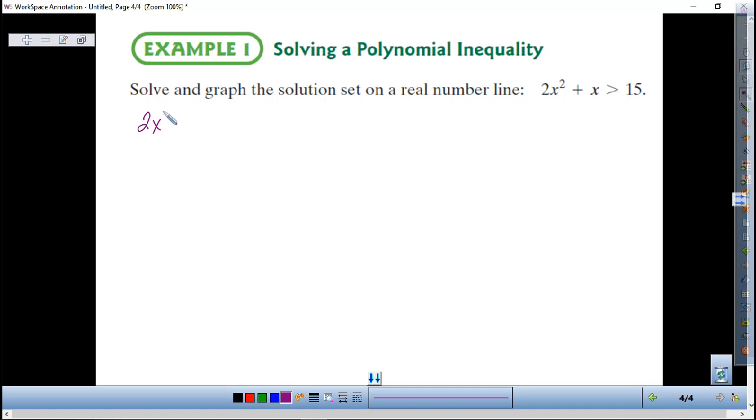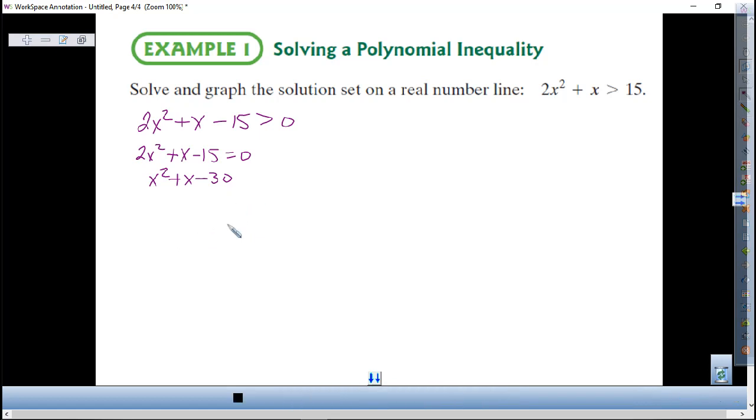When we do, we're going to have 2x squared plus x minus 15 is greater than 0. Alright, so then we want to think of this thing as 2x squared plus x minus 15 equals 0, and we're going to solve that. So of course we're going to have to do bottoms up. So we're going to multiply here, we're going to have x squared plus x minus 30. And I'm not going to do equals 0 because technically it's not equal 0 anymore. It's a new equation. But I'm going to be able to factor this.